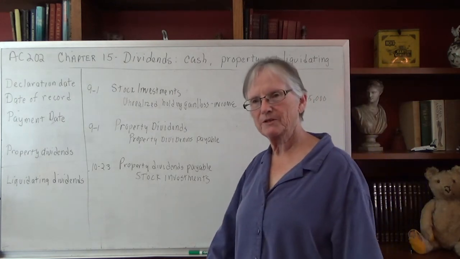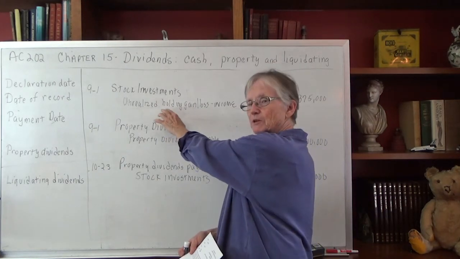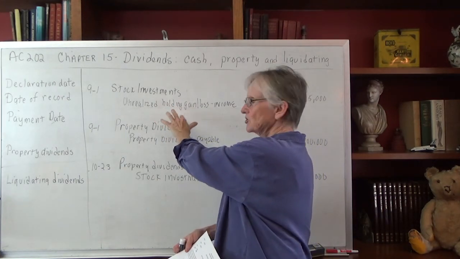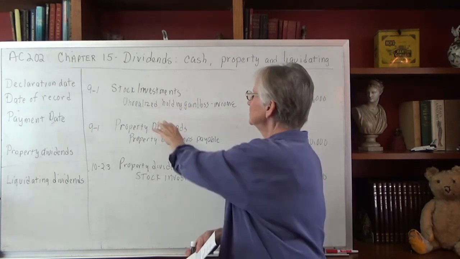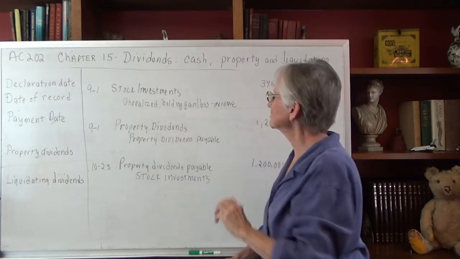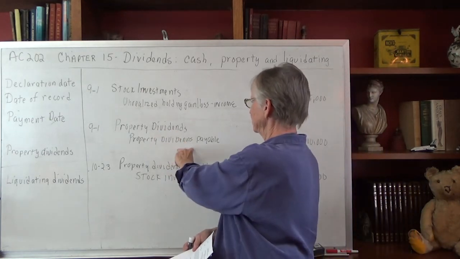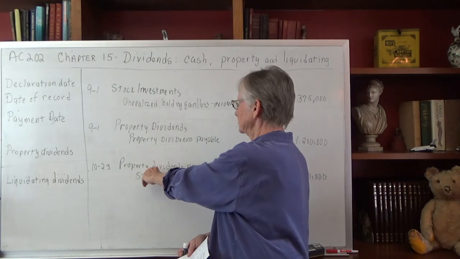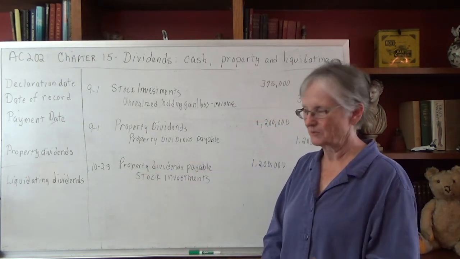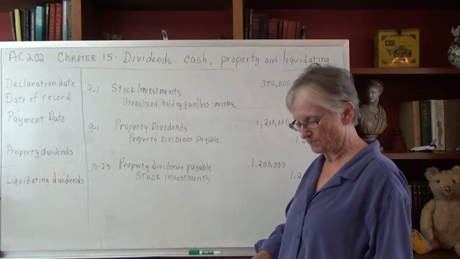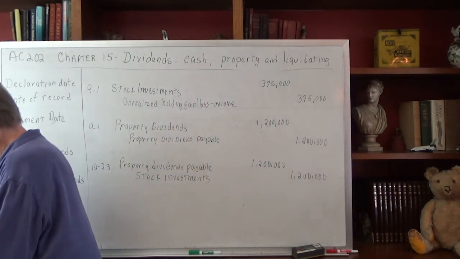Okay, so property dividends, not so bad. You just have to remember there's this extra step. They have to be adjusted either up or down from the book value to the current market value. You're going to have an unrealized holding gain or loss when they declare a property dividend, and you've got a payable. You reduce the payable when you pay it and issue the stock investments, or you distribute them. Okay, so that's your property dividends.